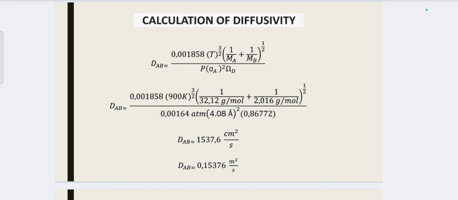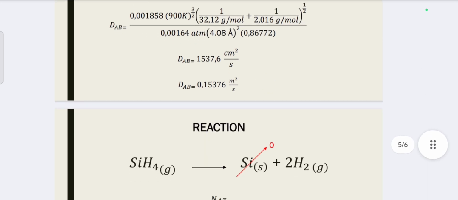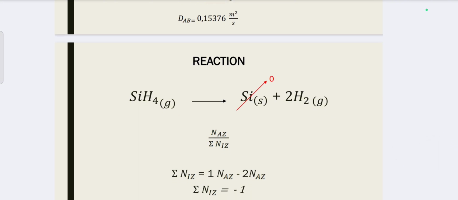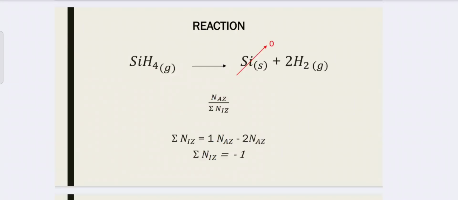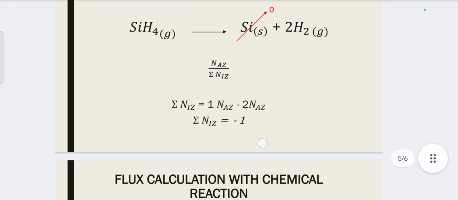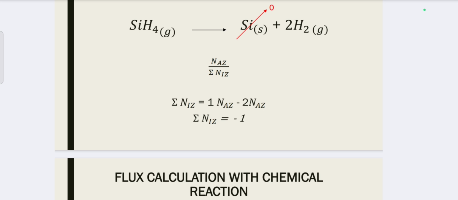After obtaining the diffusivity, we have to calculate the flux of silane vapor, but first we have to understand the reaction. The silane reacts producing solid silicon and releasing hydrogen gas. Then, with the balance equation, we make the sum of N_i over the sum of N_iA a constant by dividing over the equivalence of A. So the sum of N_i is equal to negative 1.